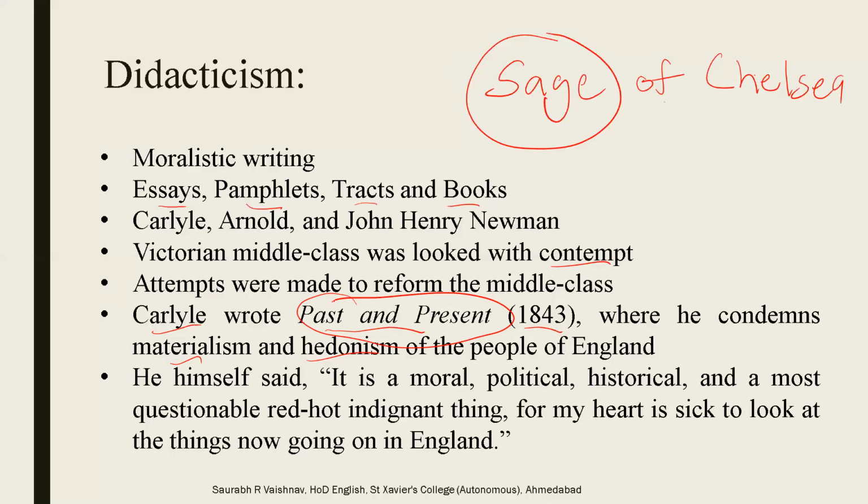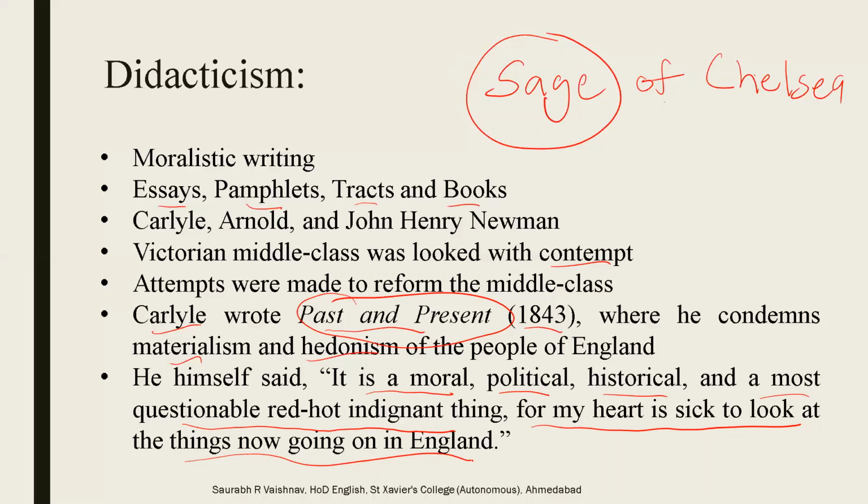This is what he himself said about the work. He writes, Past and Present is a moral, political, historical, and a most questionable, red-hot, indignant thing. For my heart is sick to look at the things now going on in England. He hated some of the aspects that were going on in England.